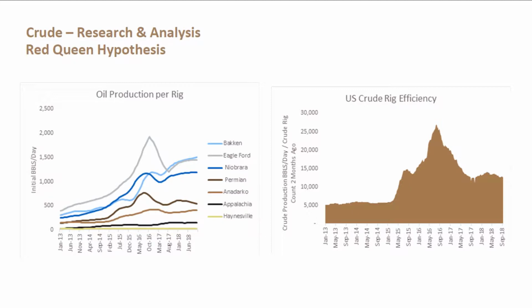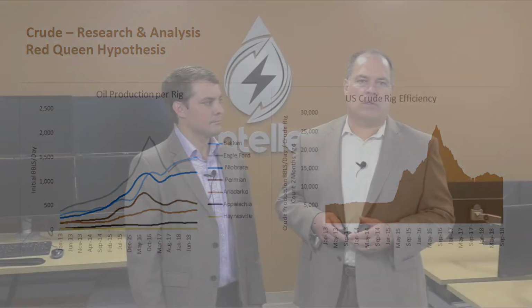What we're doing is we're just taking total current production of oil in the U.S. We're dividing it by rig count 2 months ago because of the lag between rig and production. You could argue it should have been 1 month ago or 3 months ago, but I think 2 months is a good median point to use. It tells a completely different story.